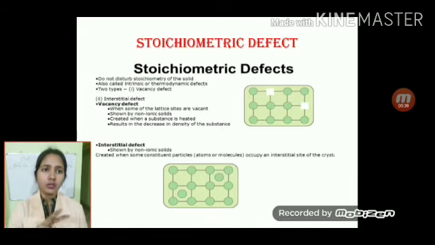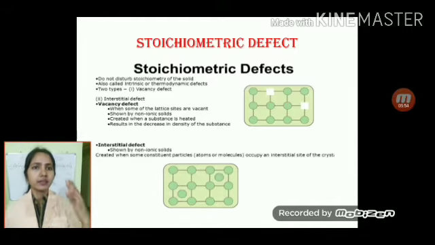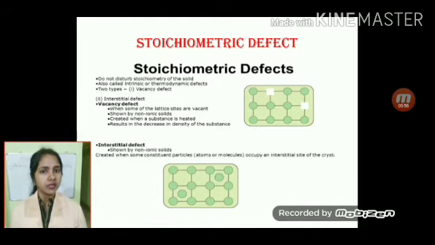Now, due to this vacant space, the overall density of the crystal decreases, right? We know that density is equal to mass by volume. So if the overall mass decreases, density also decreases. Okay. So you can see here that in vacancy defect, the density of the crystal decreases, right?